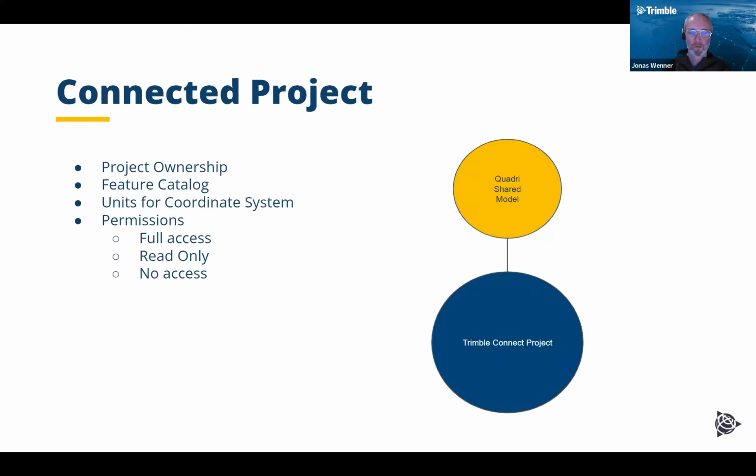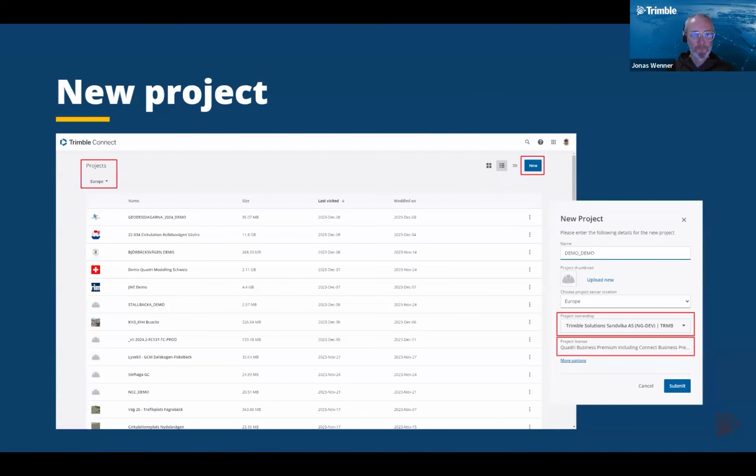So when you then start the Quadri project inside this one, you again set who owns the project. You define the feature catalog, and you define the unit for the coordinate system, if it's meter or feet or so. And then you can handle the permissions for different people in the team to have access to the Quadri model. You can choose full access, read only, or no access at all. So there are three different possibilities there.